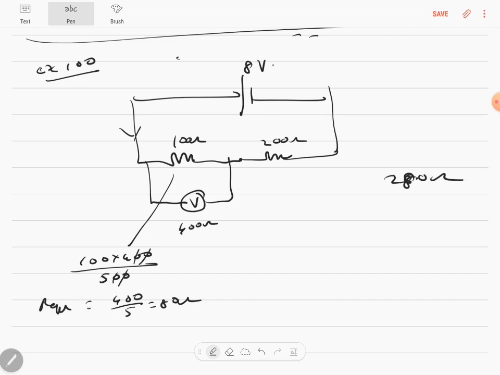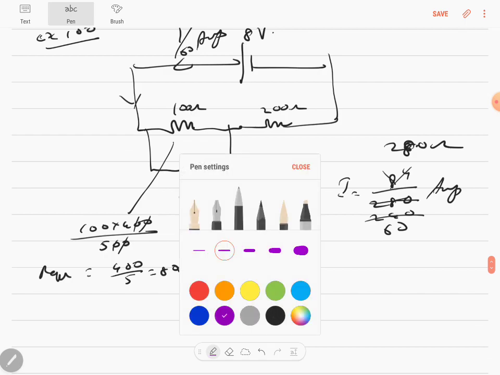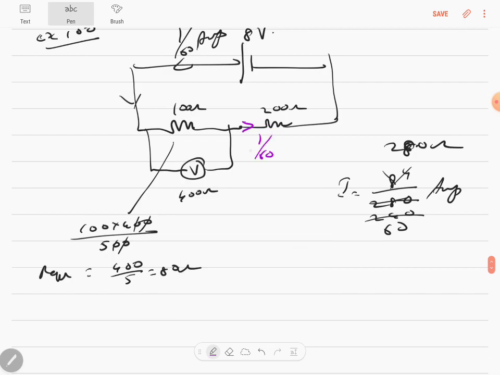You know the total voltage is 8 volts, so I is equal to 8 by 280, so it's 4 by 140 or 1 by 60 amps. That is the current that's going to flow through this. It will get split here, I agree, but it will be 1 by 60 only when it comes out. So 1 by 60 amps, in resistance 200, you get 1 by 60 into 200, which is 10 by 3 volts, the voltage across this.